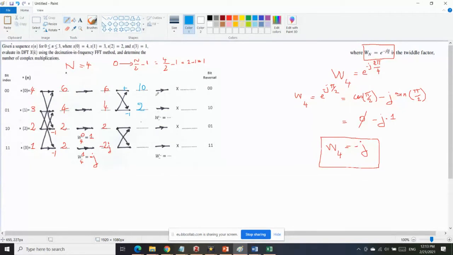And then we're going to multiply. This one stays itself, 10. So which one is this? It is x0 because of bit reversal. We flip the bits: 00 stays 00, 10 becomes 01, and 11 stays 11. So this is basically x0 is equal to 10. Done.